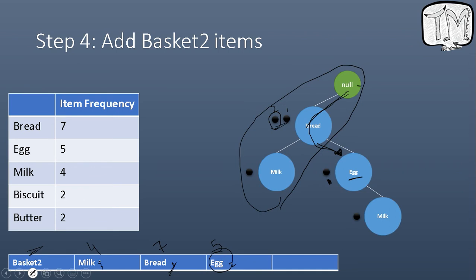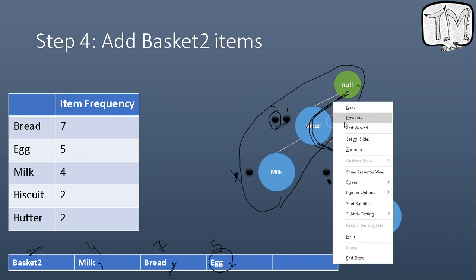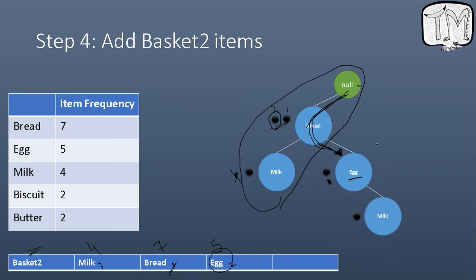Okay, since our next element is milk, we are not going to just put another dot here. No, we are not going to do that. We have to follow the entire chain, starting from the most frequent element which was bread, then to the next frequent item, and so on. Okay, now this is the chain for the basket: bread, egg, and finally milk, which is third most frequent.